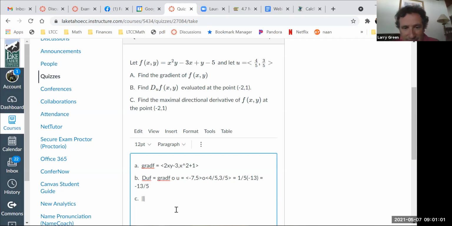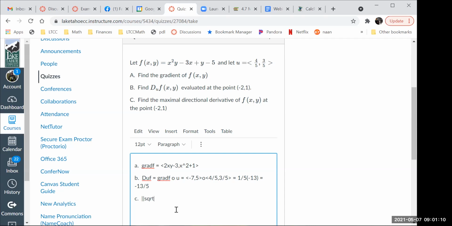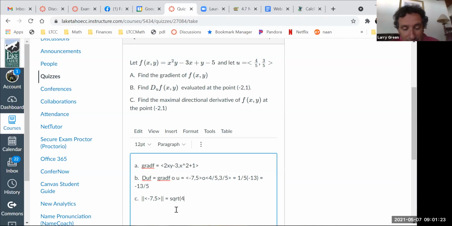How do we find the magnitude? You take the square root of -7 squared plus 5 squared. So we take the square root of -7 squared, which is 49, plus 5 squared, which is 25, and you get the square root of 74. Any questions at all on this quiz? It's a little shorter than normal quizzes because that's all there is to it. I could have asked you a limit definition one, but I said not to. Any questions on finding the gradient and the maximal directional derivative?